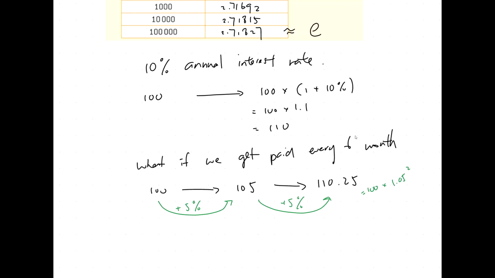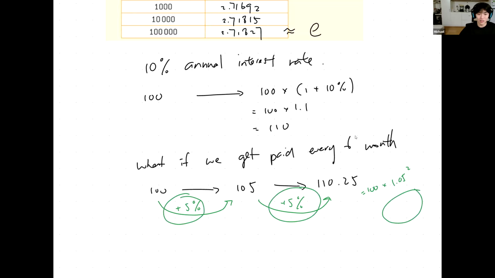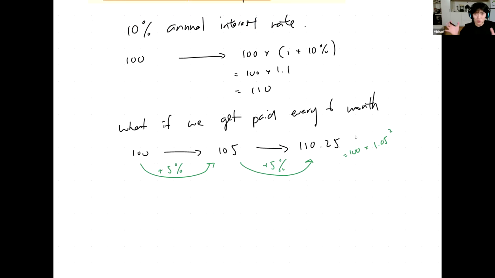Okay. So instead of plus 5, plus 5, plus 5, we do 5%, 5%, 5%. So this is the idea of compounding, right? We are compounding within the same time interval, because if we compound over 2 years, 3 years, that's simply way more than 110.